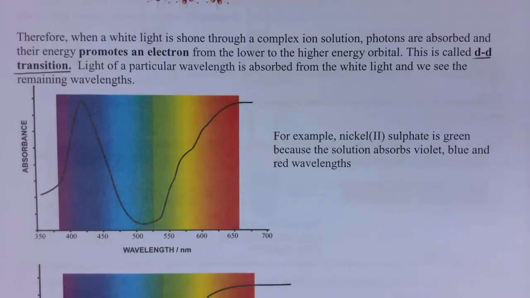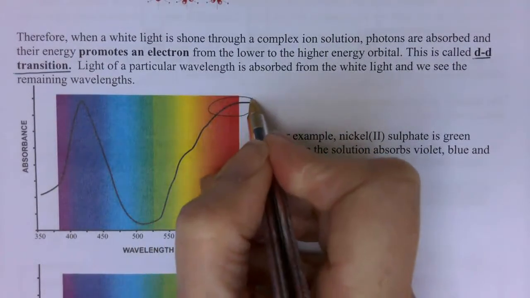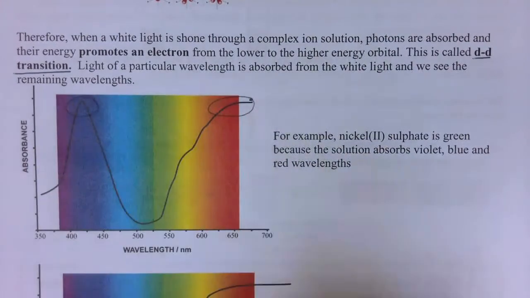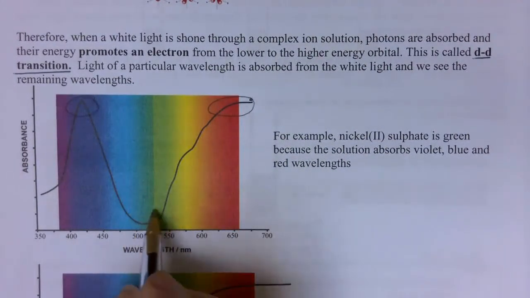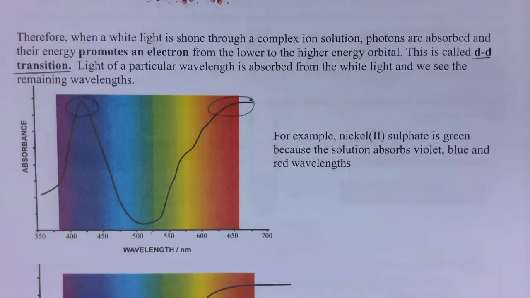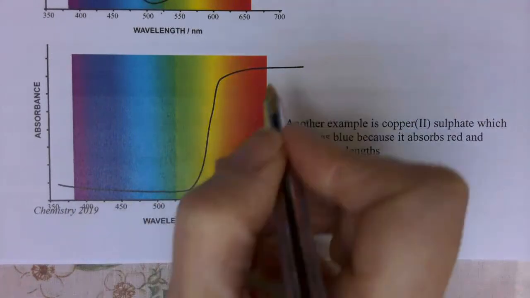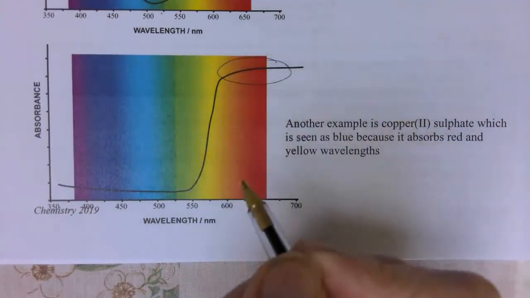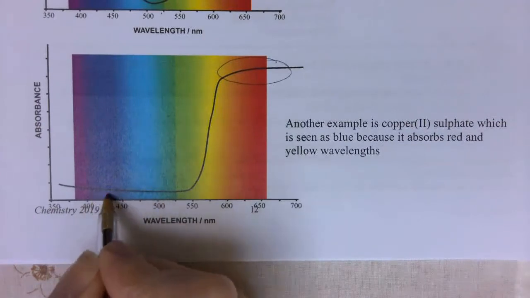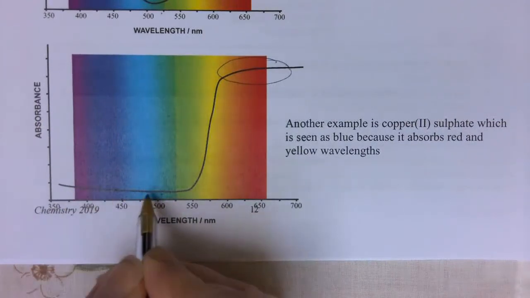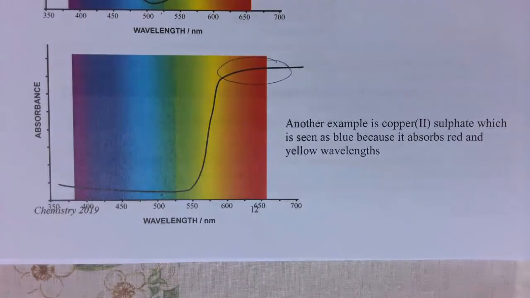So you can see here the plot for nickel sulfate. Now nickel sulfate is green because it absorbs very strongly in the reds and in the blue part of the spectrum, but it absorbs very little light in this green part, and that's why we see it as green. Whereas copper sulfate absorbs very strongly in the red part of the spectrum up here, and this is why we see it as a blue solution, because it absorbs very little blue light.